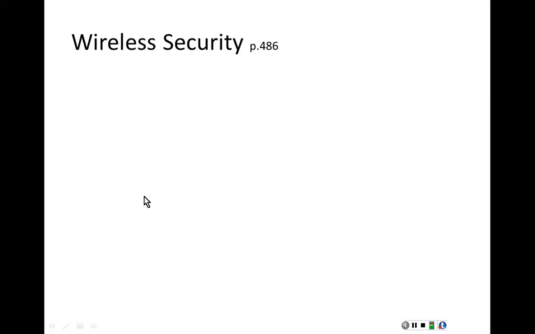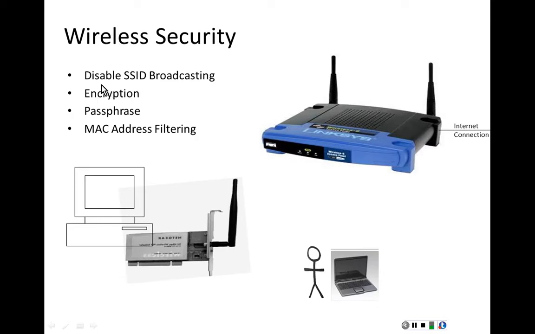Wireless security, we've already discussed in this course. In wireless security, we disable service set identifier broadcasting on the wireless access point so not just anybody can connect to it. Then we enable encryption on the wireless access point, enable encryption on the workstations. We type in a passphrase on the wireless access point, same passphrase on the workstations. And if we want, we can implement MAC address filtering. And as you recall, a MAC address is a serial number which is burned into the network interface card on a computer.